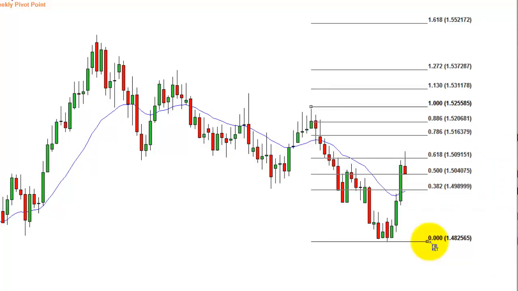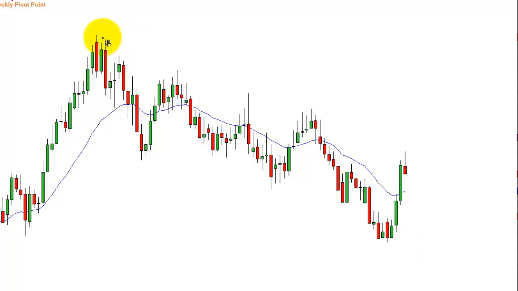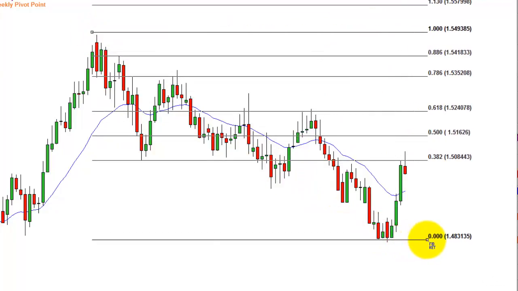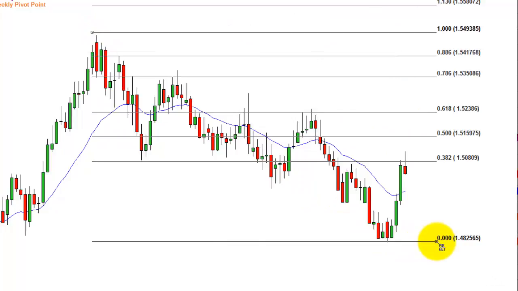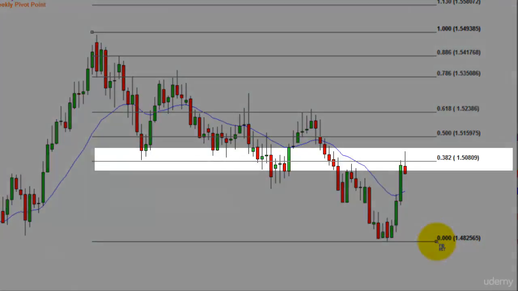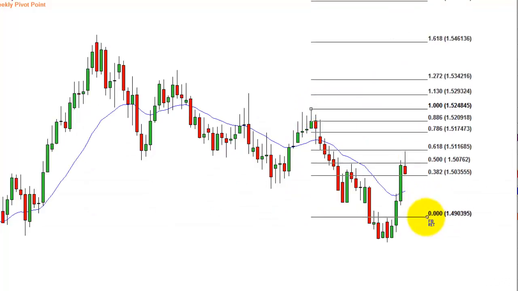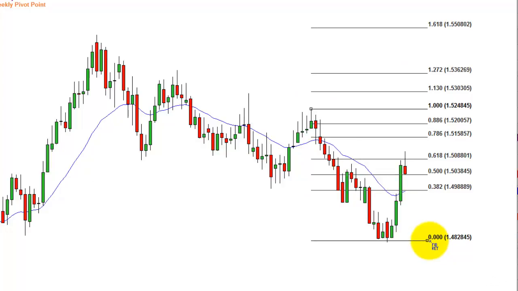But how about the start of the move here? Okay, let's have a look. Let's draw it from the start of the move all the way to the most recent swing low. And we can see that not only does it respect the 0.618 and the 50 Fib level, it's also respecting the 0.382 Fibonacci level as well, which is fantastic. This is known as a Fib cluster. We've got our reversal bar here. We've got our 0.618 Fibonacci retracement here.